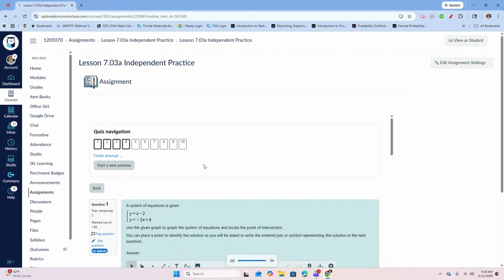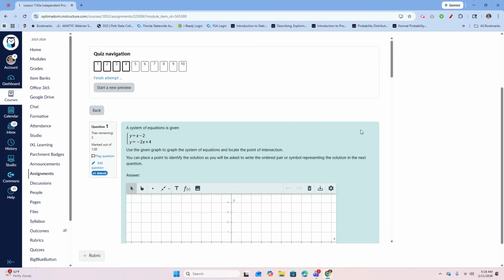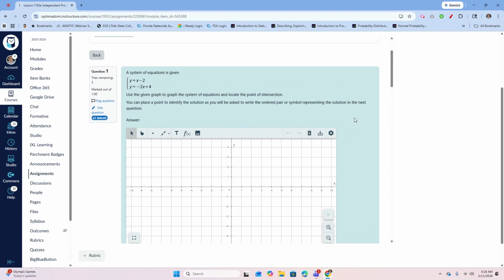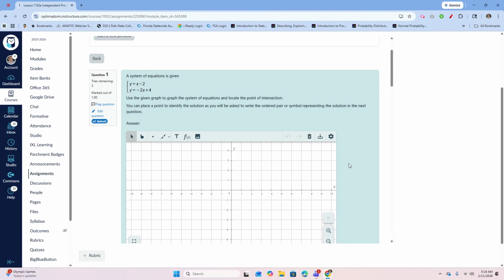All right, here's how you do this lesson 7.03a independent practice. What we're doing here is solving a system of equations by graphing. Here is the system. A system is two equations that share the same answer. And the way we're going to find the answer is by doing the graph.